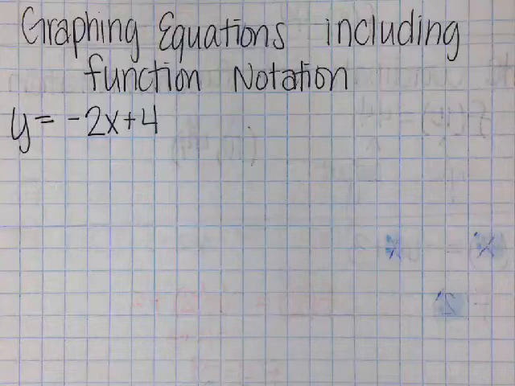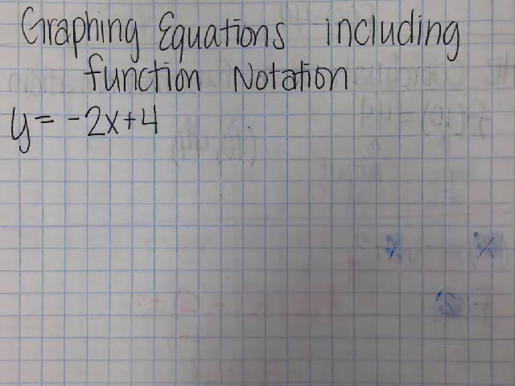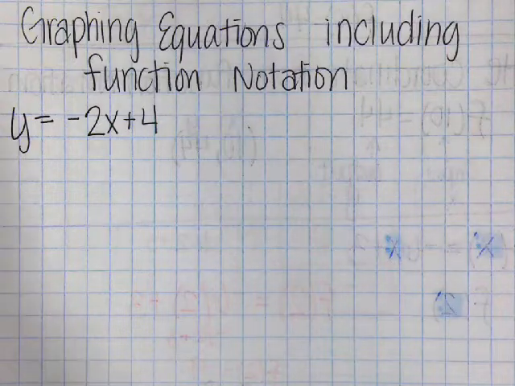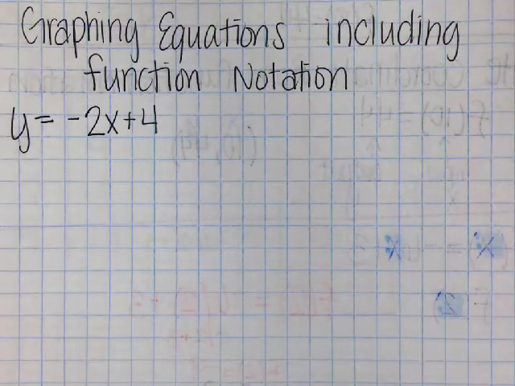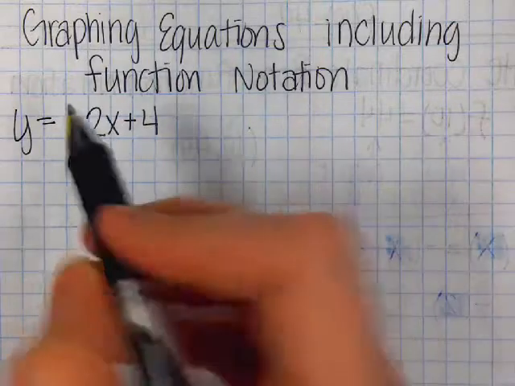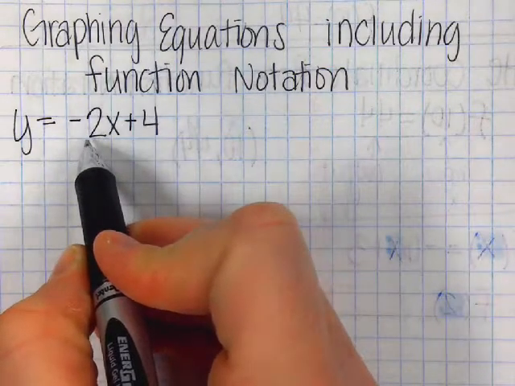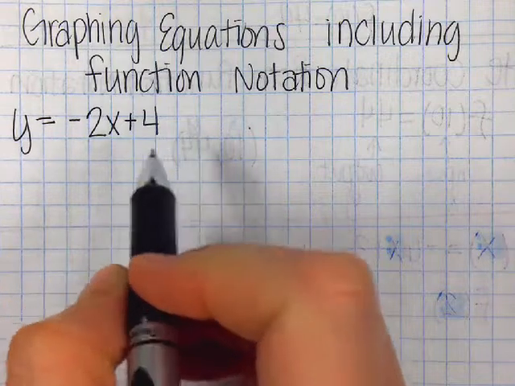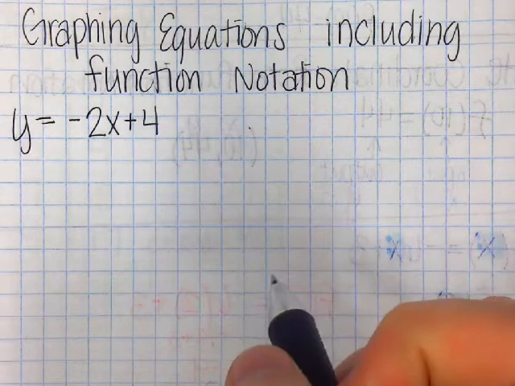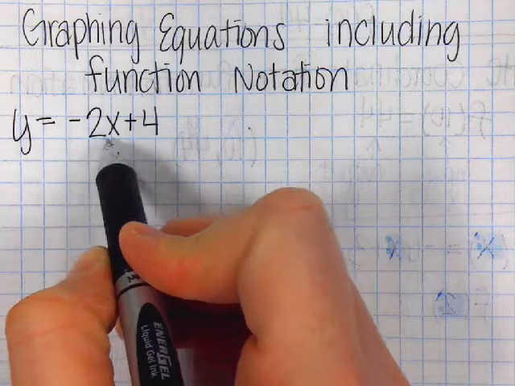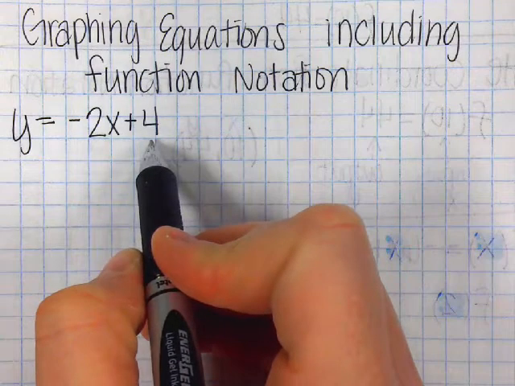So, graphing linear equations, including function notation when you graph those. We talked about this last week, or the other day, I can't remember when it was, but if you have an equation that's set up like this, it's in what's called slope-intercept form because you can see the slope. Remember, the slope is always with x, and you can see the y-intercept.